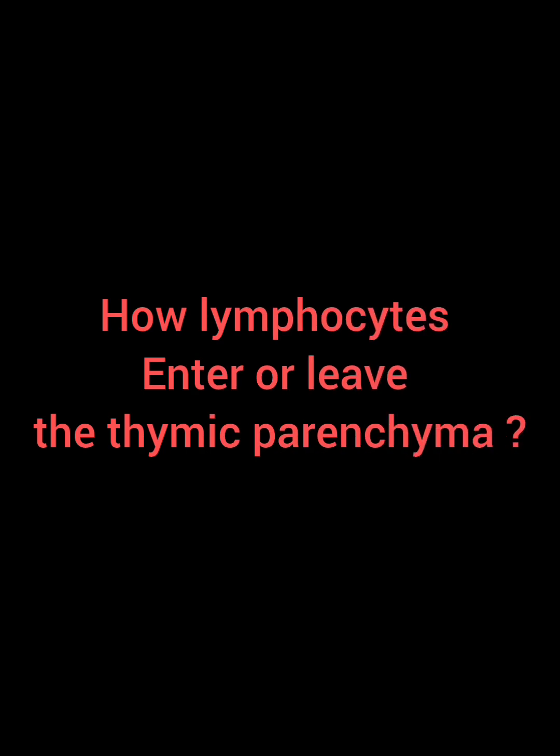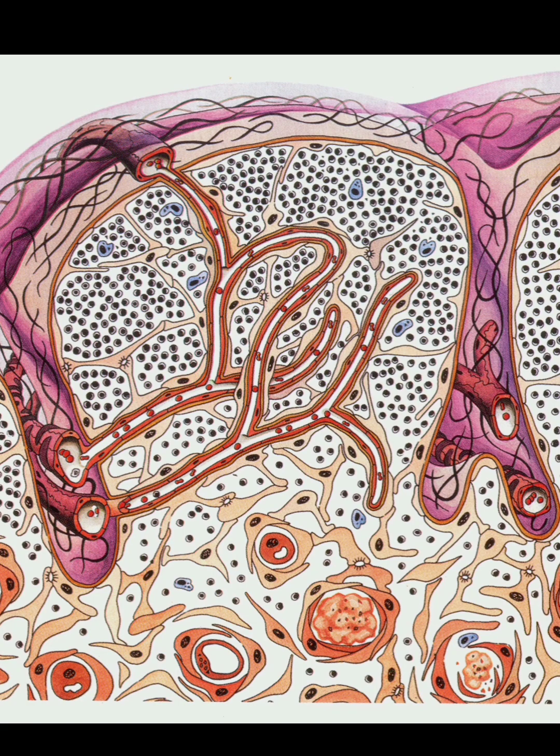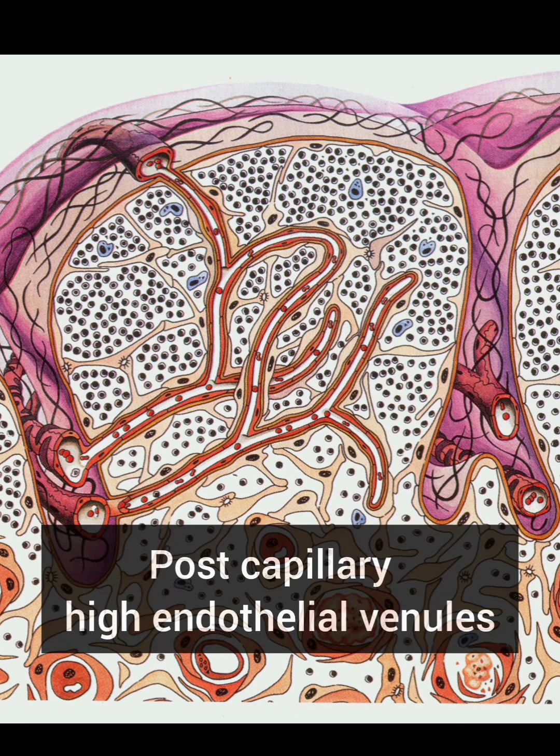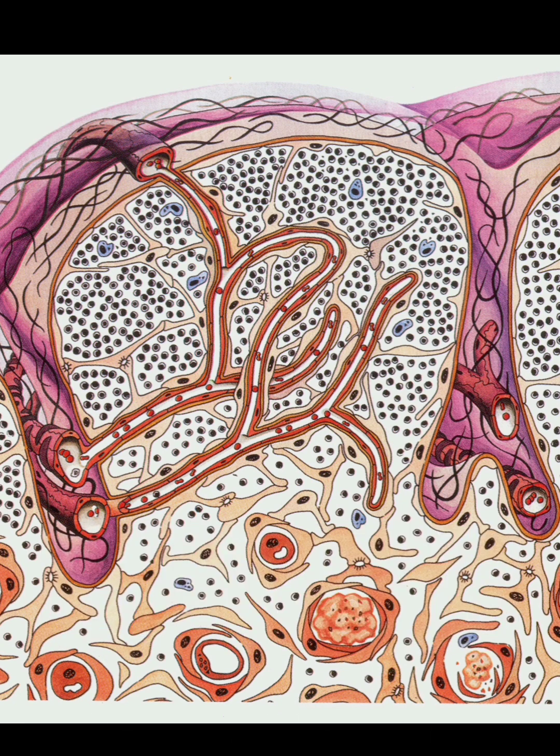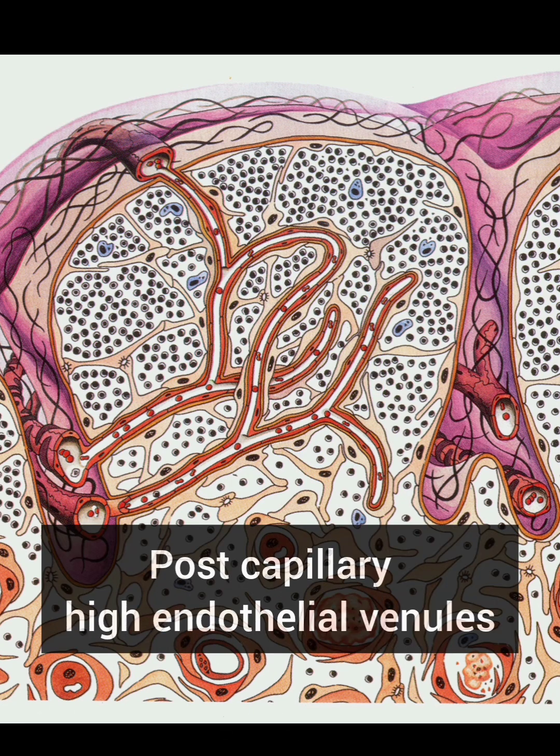How lymphocytes enter or leave the thymic parenchyma. Among the capillaries of thymic parenchyma, the post-capillary venules at the junction of cortex and medulla show cuboidal endothelial cells. In between these cells, the young B cells are selectively permitted into the parenchyma of thymus. First, they move to cortex. As they mature, they migrate to medulla. After complete maturation, they leave the thymus through the same sites.